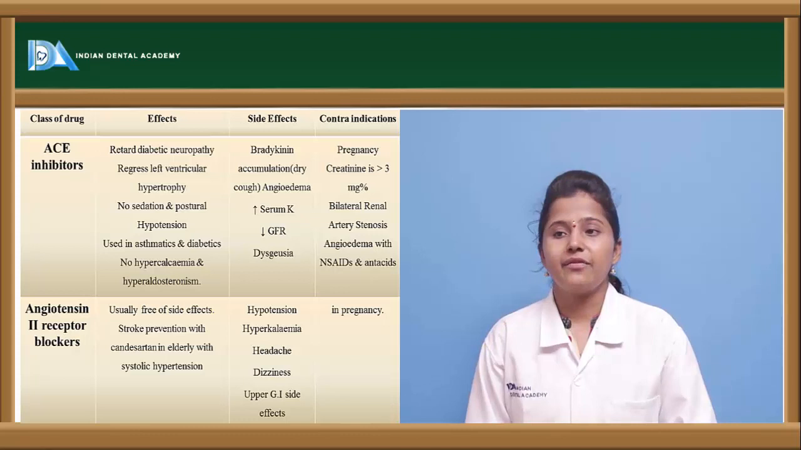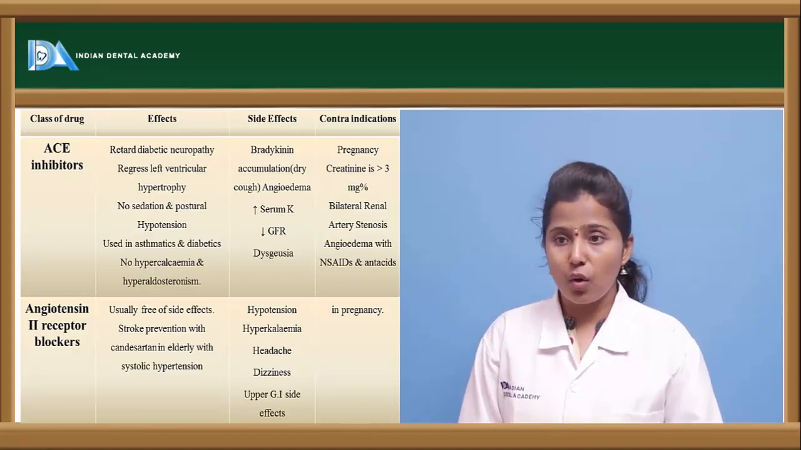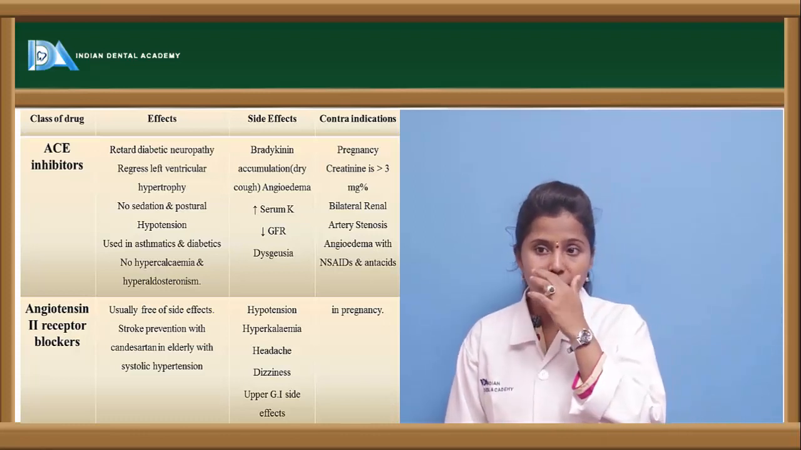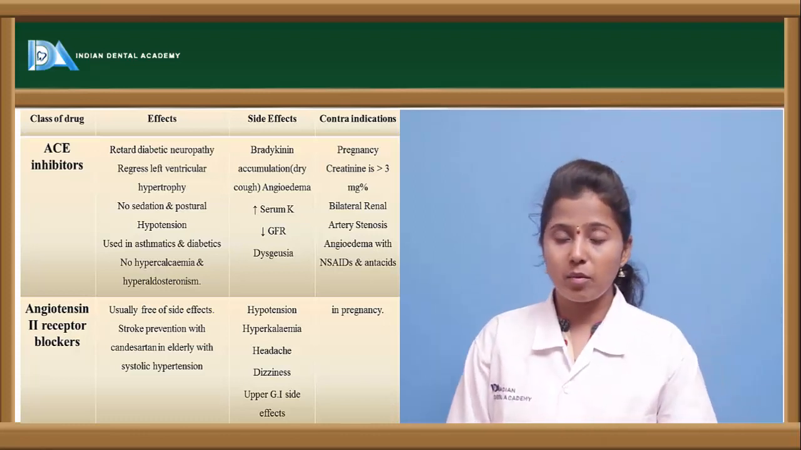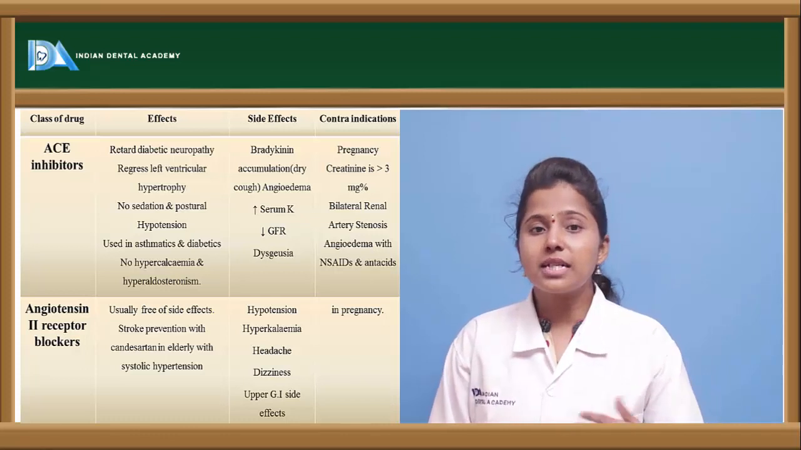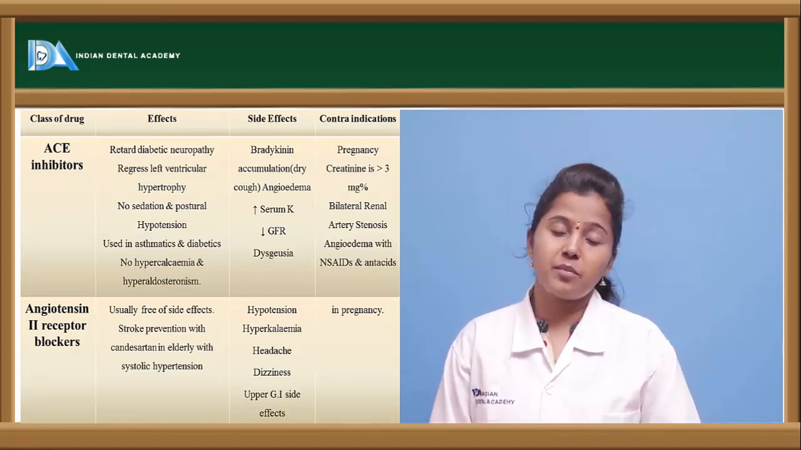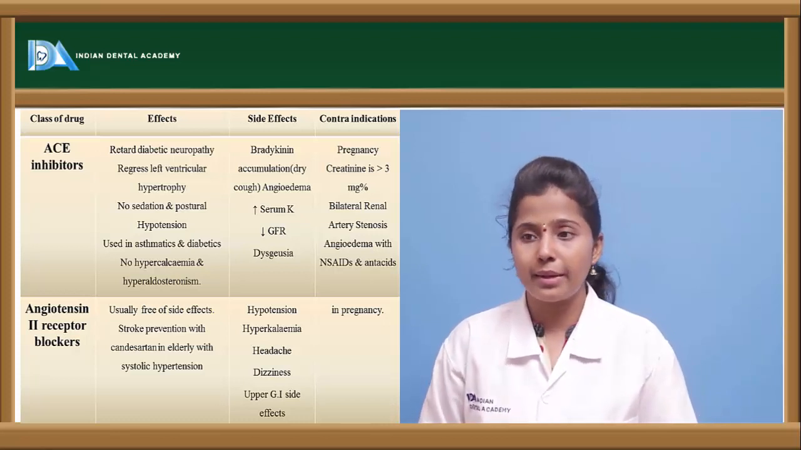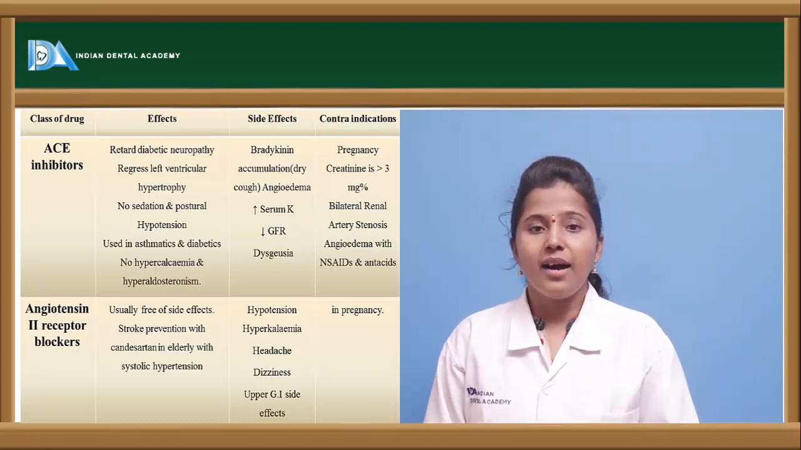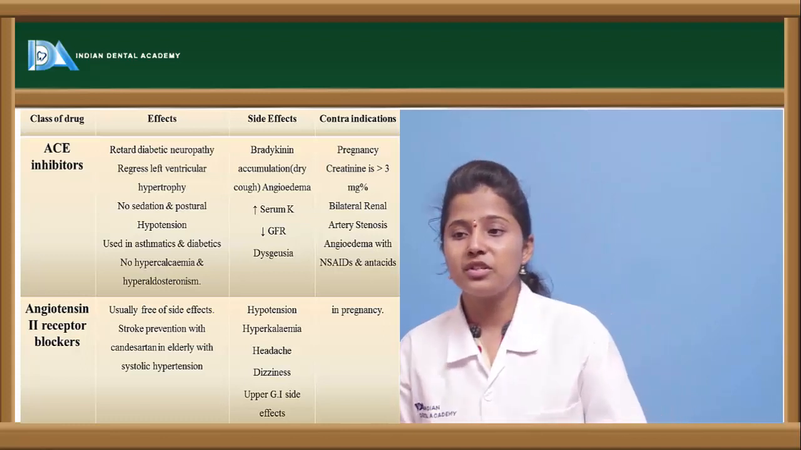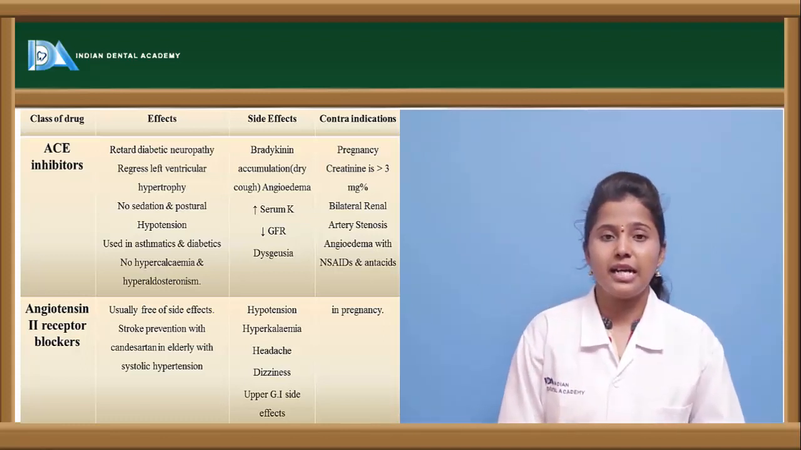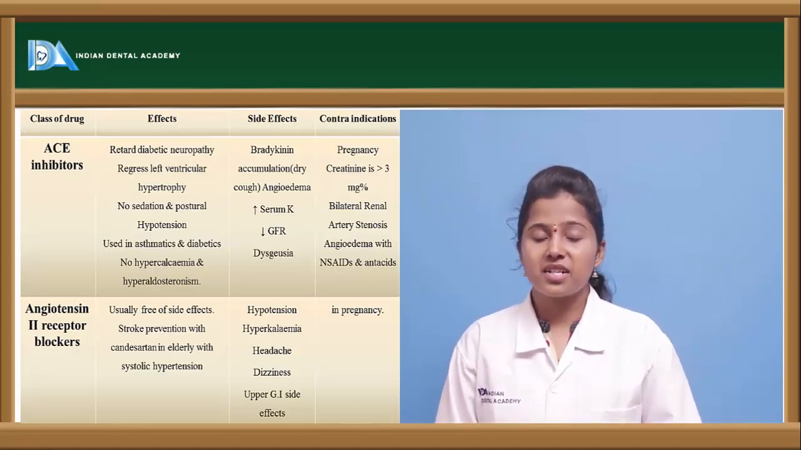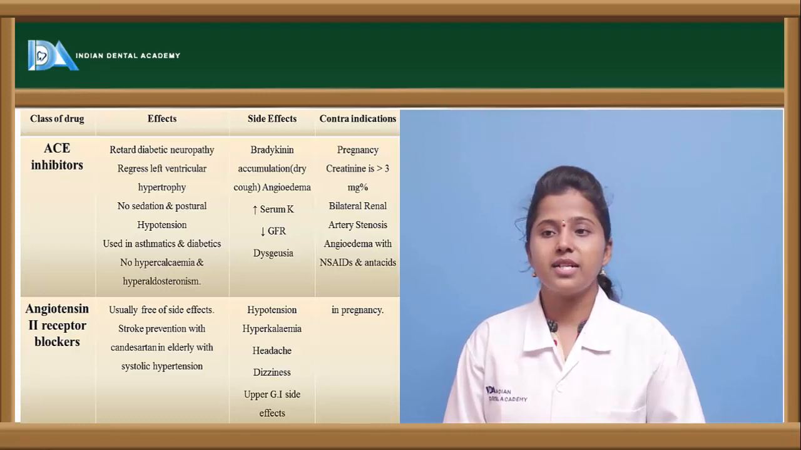And what are the side effects? What can be the side effects of these angiotensin 2 receptor blockers? Hypotension: if angiotensin 2 receptor blockers are given in high amounts, they cause hypotension, that is a decrease in blood pressure below the required amount. Hyperkalemia, headache, dizziness and upper gastrointestinal side effects can be observed, and these angiotensin 2 receptor blockers are strictly contraindicated in pregnancy.